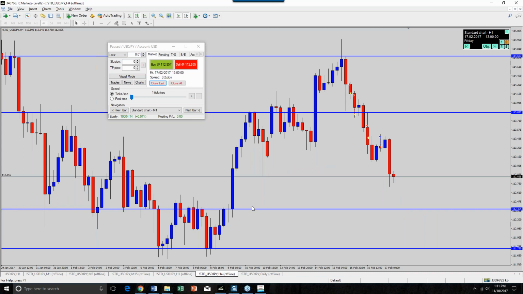When you expect price to hit a supply zone, would you expect it to reverse? Yes. Okay. So let's look at the 15-minute frame.